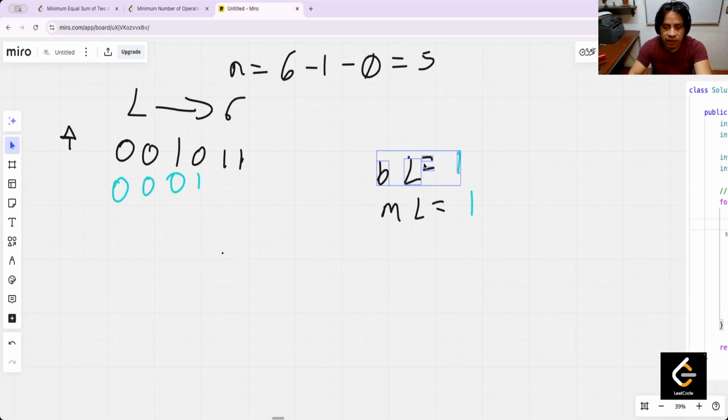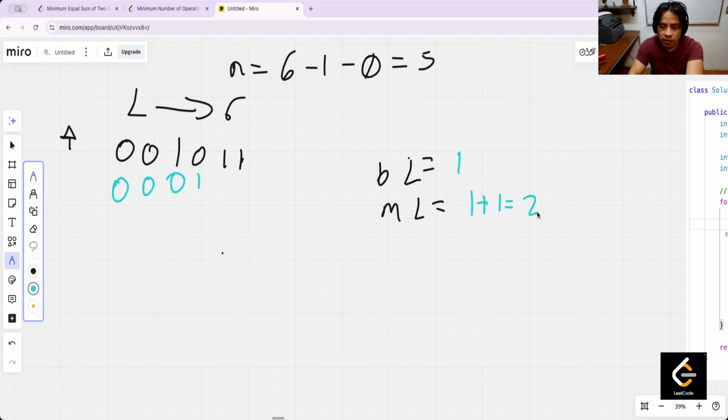The first is update this. Number of balls in the left side, in this case, is still in 1. And now is ML, it's equal 1 plus 1. It's equal 2. Now move to the next. In this case, the next is another 1. I can put the 2 here.